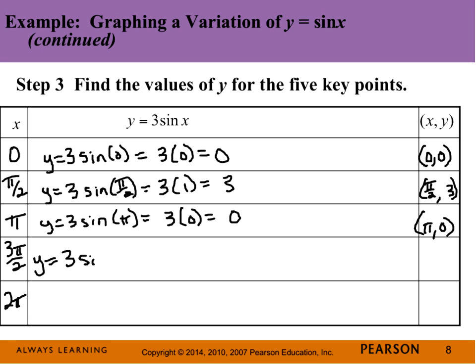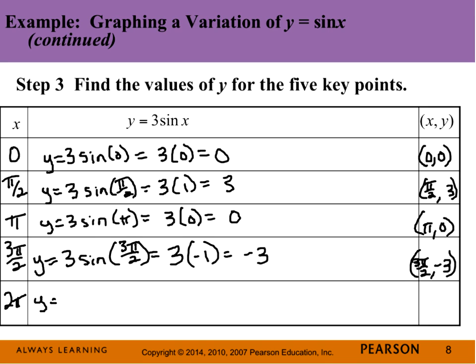Y equals 3 times the sine of 3 pi over 2. So that's 3 times negative 1, because we're at the bottom of the circle there now, which is just negative 3. So that's 3 pi over 2 and negative 3. And then y equals 3 times the sine of 2 pi gives us 3 times 0, which brings us back to 0. So we have 2 pi and 0.